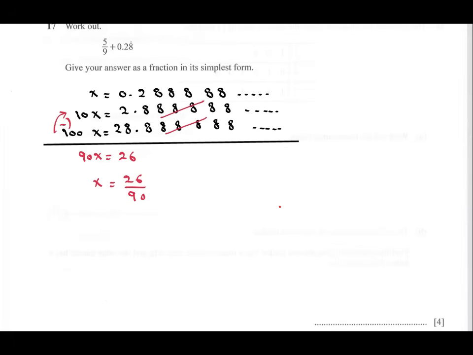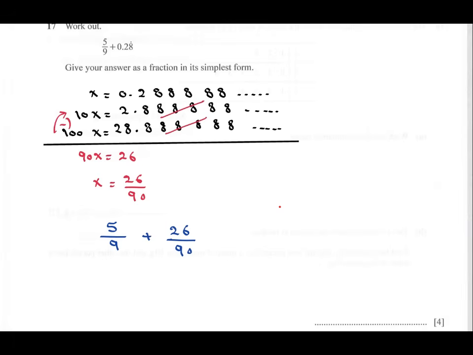By doing subtraction of the second part and third part, we will subtract. 100x minus 10x equals 90x. 28 minus 2 is equal to 26, and all 8s will be cancelled. 90x is equal to 26, x equals 26 over 90. Now I'm ready to do the addition operation. 5 over 9 plus 26 over 90.